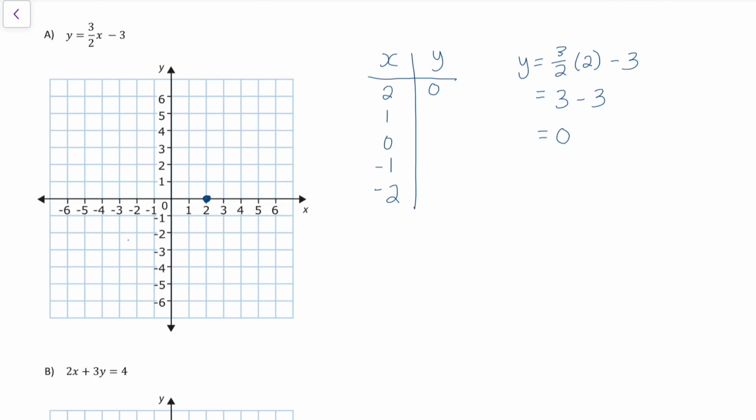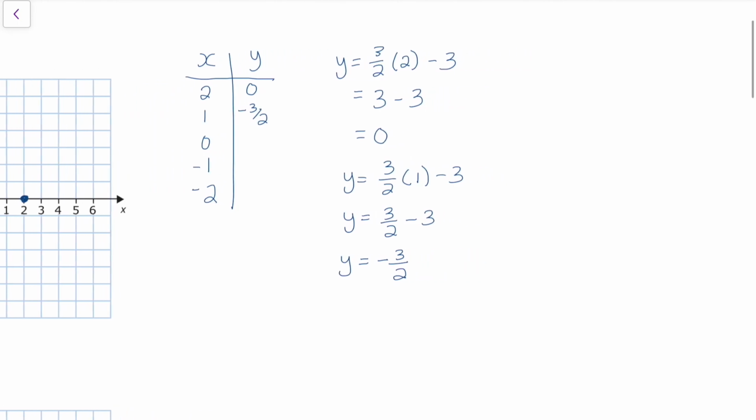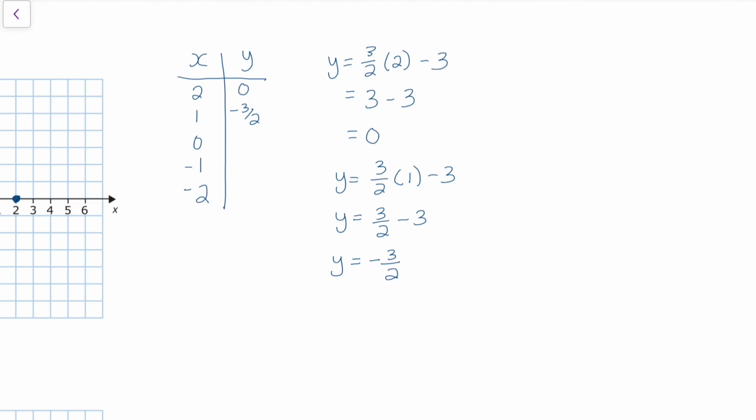And I'm going to continue to do this with my other points. So I'm substituting in the point 1. So I get -3 over 2. That's not a really nice number to try and graph, so I'm not going to graph that one. I'm looking for some whole numbers. We don't want to do an approximation here when we're graphing and guess where -3 over 2 would be. So let's keep going and see if we can find another.